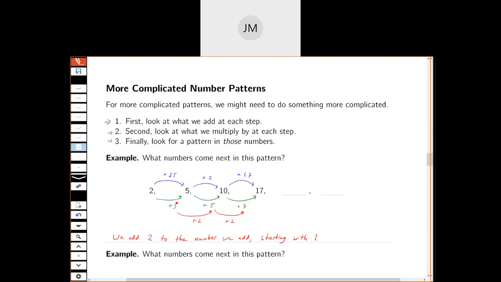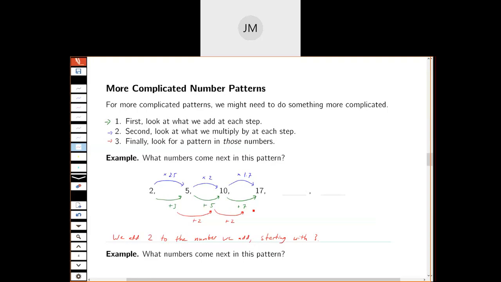So I start by adding 3, and then I'm going to add 2 to the number that I have to add at each step. So I add 3 to get to 5, and then I add 2 to the number I'm going to add. So 3 plus 2 is 5. So I add 5, and 5 is 10. Now the number that I'm going to add each time, I add 2 to it to get 7. So 10 plus 7 is 17.